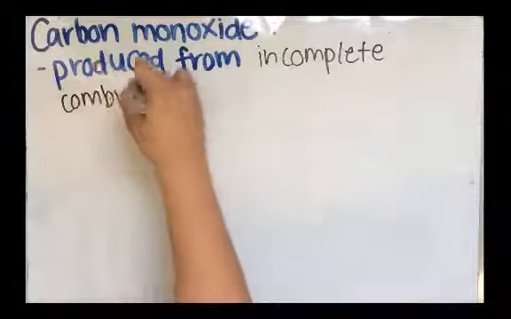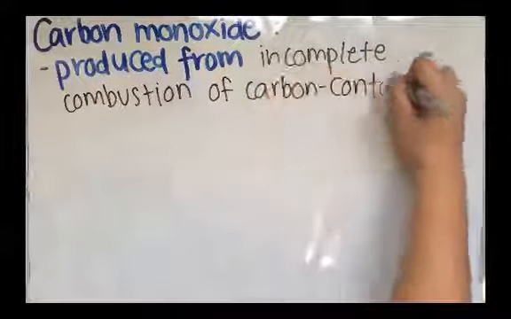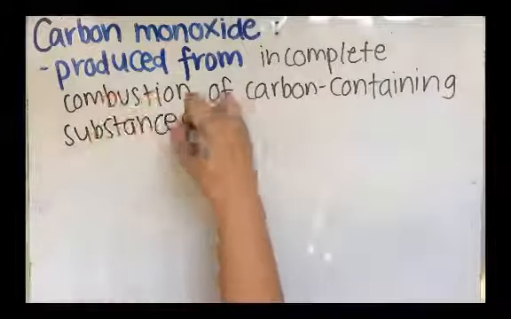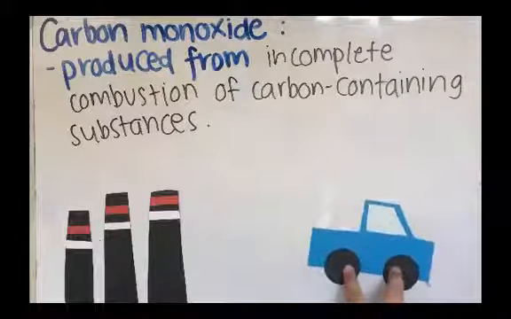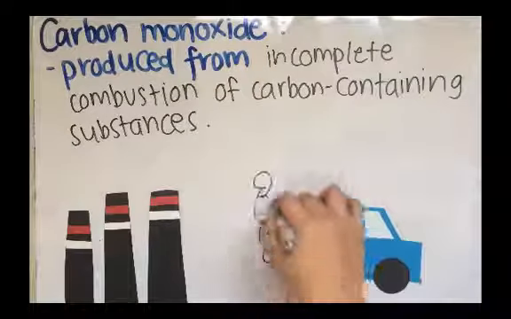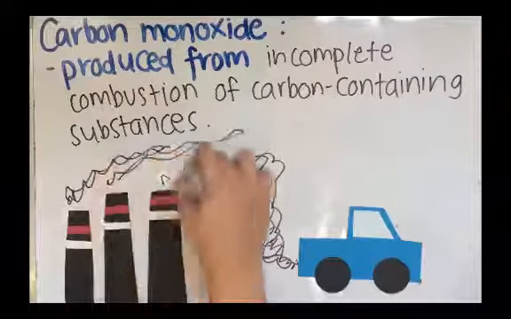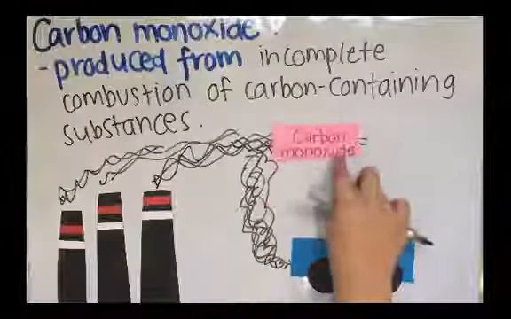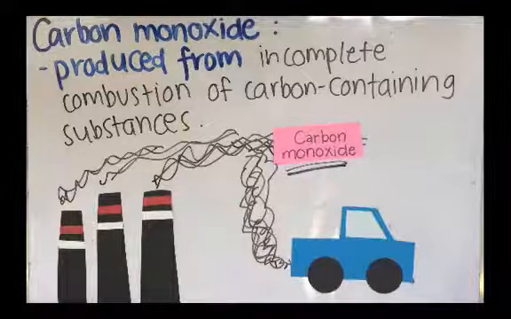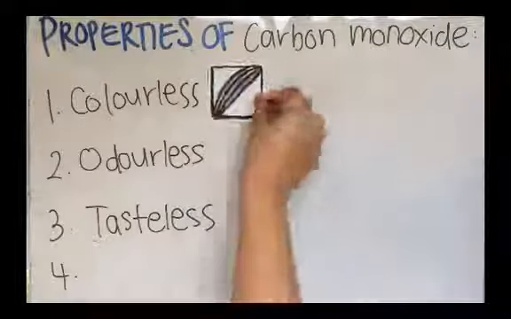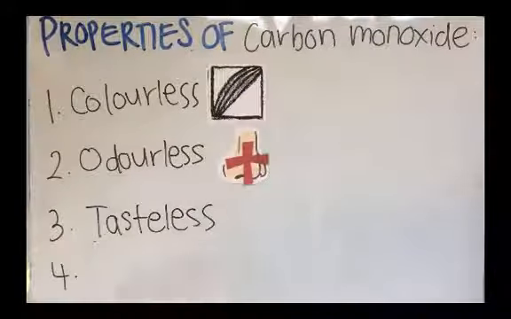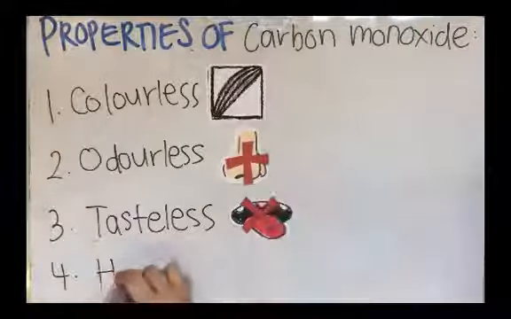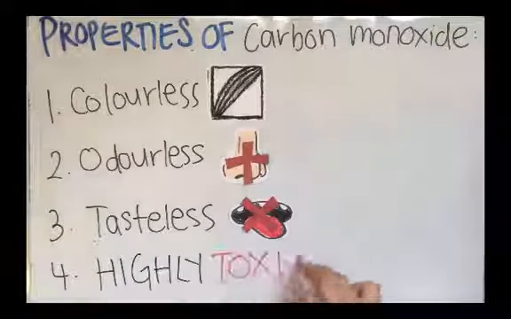Carbon monoxide is produced from incomplete combustion of carbon-containing substances. Other sources include the burning of fossil fuels in industries, chemical and oil refineries, and is also produced from the internal combustion of petrol in car engines, generators, and lawn mowers. Carbon monoxide is a colorless, odorless, and tasteless gas, and it is also highly toxic when inhaled.